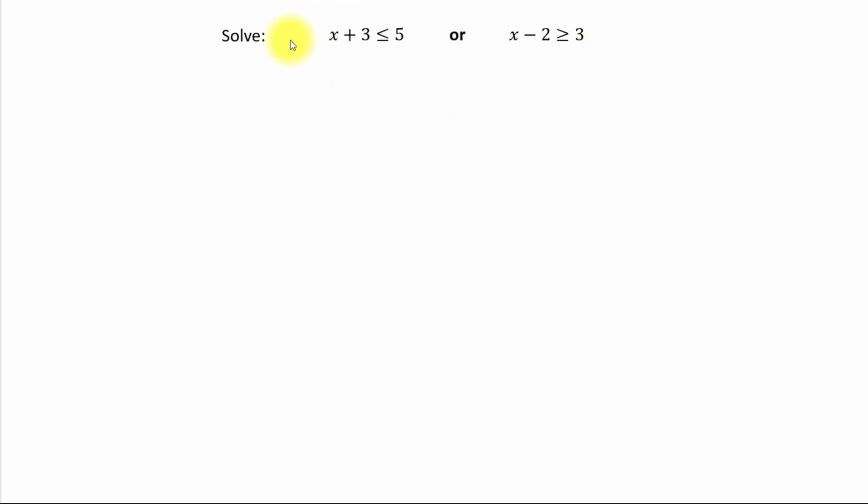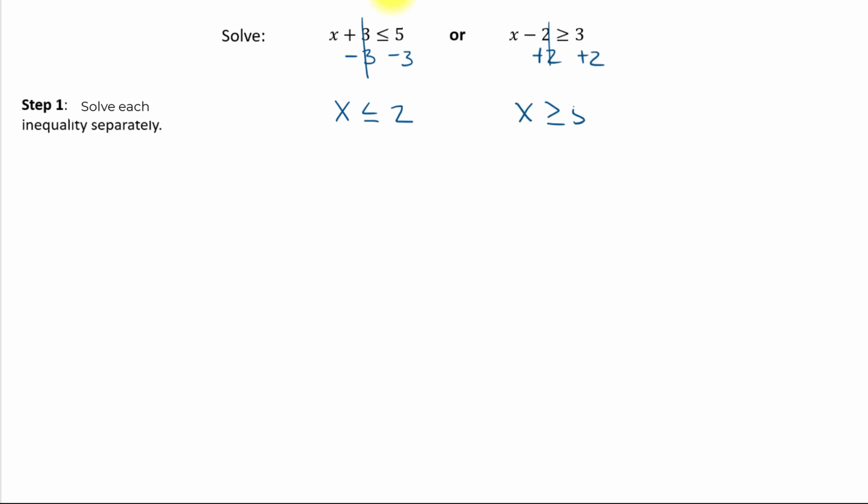To solve this compound inequality, we start by solving each inequality separately. To solve the first one, I simply have to get x by itself, and for that I'll need to subtract 3 from each side. So I'll get x is less than or equal to 2. In the second inequality, to get x by itself, I'll need to add 2 to each side. X is greater than or equal to 5.